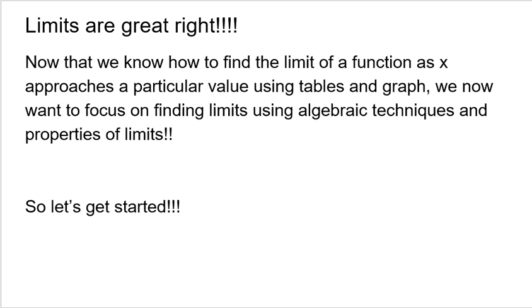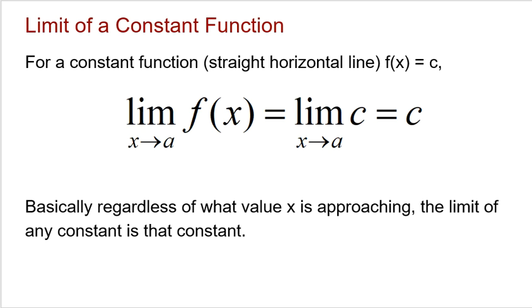We're going to learn a bunch of different properties and how we can use them to help us find limits without graphs. So this is called the limit of a constant function. This is a property dealing with a constant function. A constant function is just a straight horizontal line. For example, generically that'd be f of x equals c. So if f of x equals 5, that's just a straight horizontal line at f of x equaling 5, which is y equaling 5.